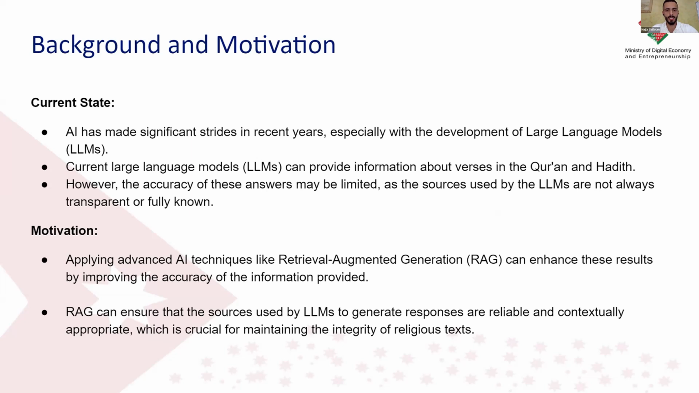Now, current large language models answer questions about verses in the Quran, as we mentioned, but however, the accuracy of these answers can be limited, as the sources, as I mentioned before, of these large language models might not be transparent or fully known. As I mentioned, we cannot know where the large language model gets this information from. We don't know the sources that it used to train. So applying advanced AI techniques like RAG can enhance the quality of the answers of the large language models.